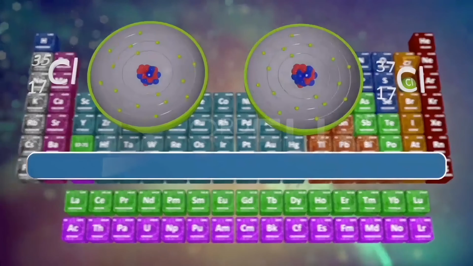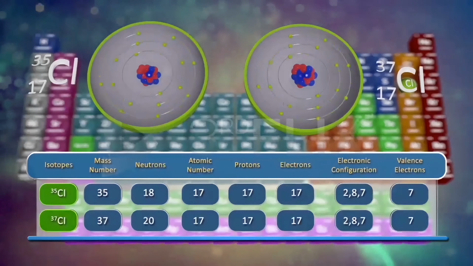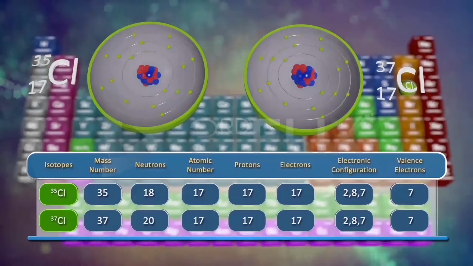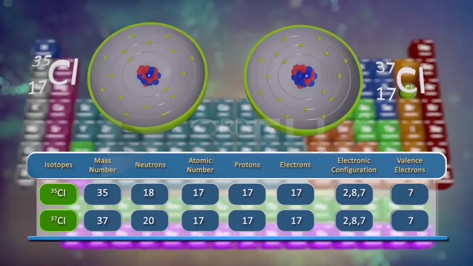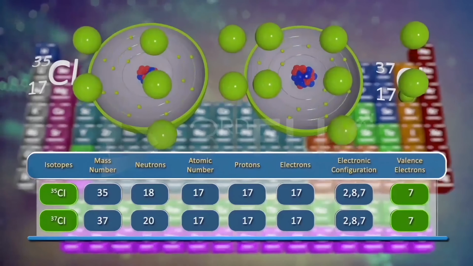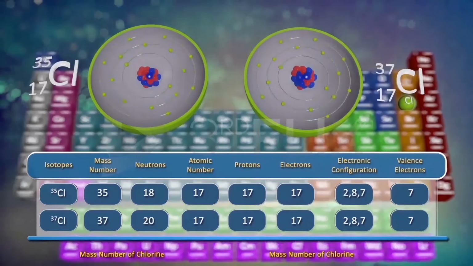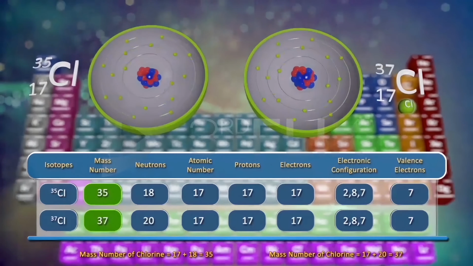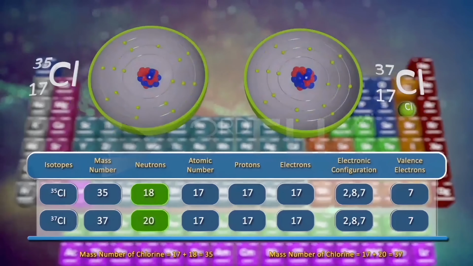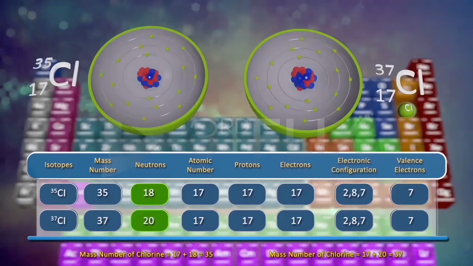For example, chlorine-35 and chlorine-37 have the same chemical properties as they both have the same number of electrons in their valence shell, which is 7. They differ in their mass numbers due to the difference in the number of neutrons in them. Hence, they differ in their physical properties.